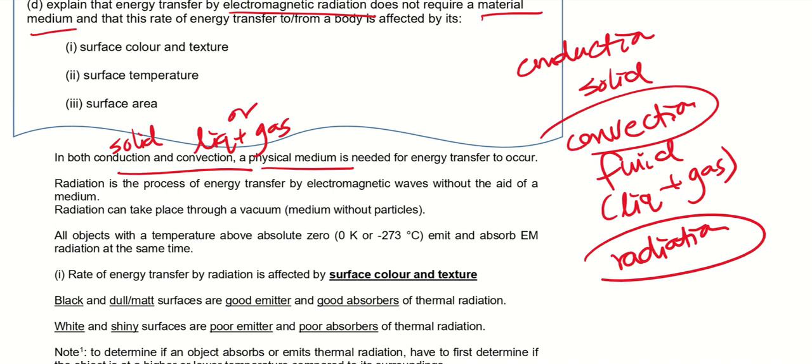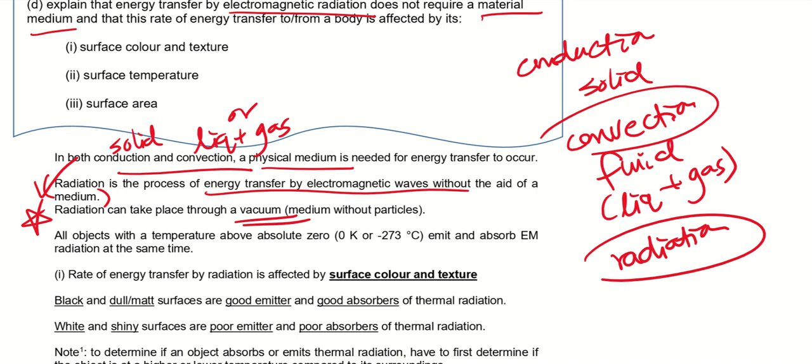Radiation is actually the process of energy transfer by EM wave, electromagnetic wave, which you haven't learned. We'll cover it very shortly. It is transfer without the aid of a medium. So this is the definition. Please memorize. One point to take note is that radiation can take place through a vacuum. Vacuum means medium without particles. That means it doesn't even have air particles in it.